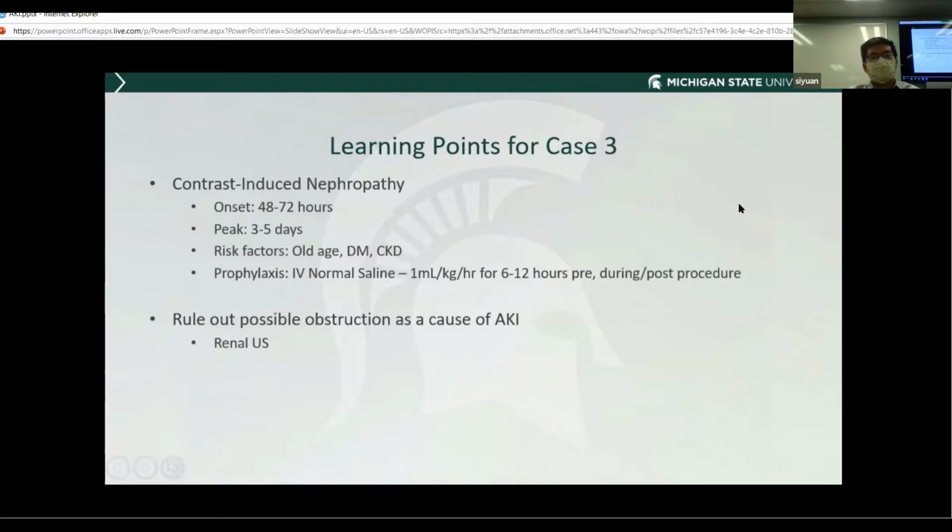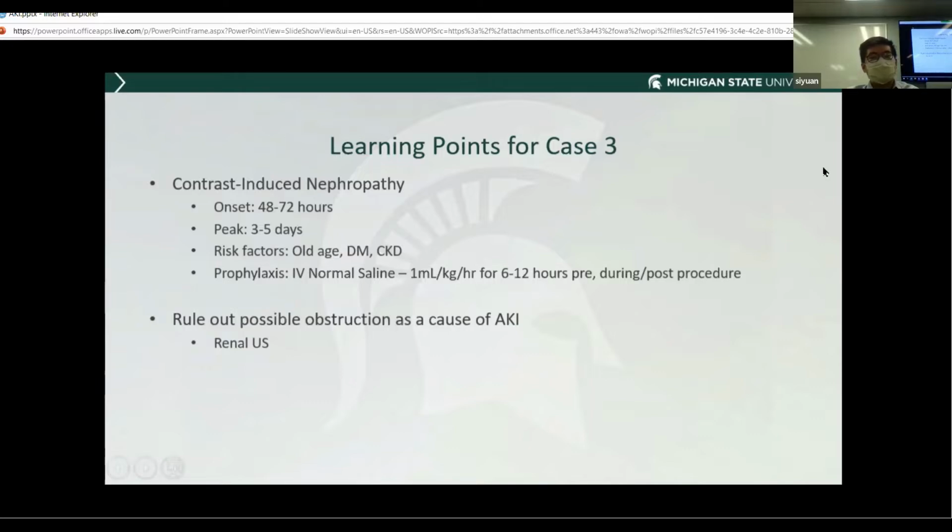What we can do to prevent that from happening is just giving IV fluids, in particular IV normal saline. Previously, there were a lot of studies talking about acetylcysteine and sodium bicarb. They have not proven to help with prophylaxis. The only thing that has proven evidence-based to help with prophylaxis in terms of CIN is really normal saline. And how much fluid you should give is based on this formula.